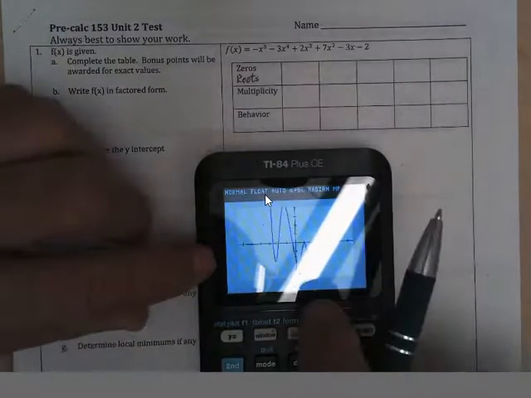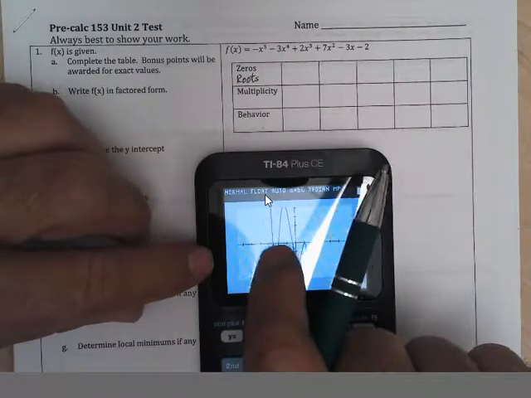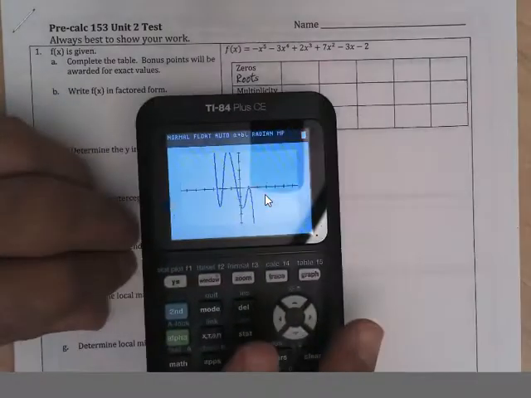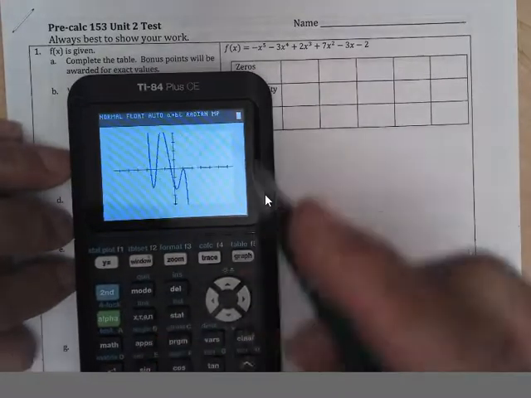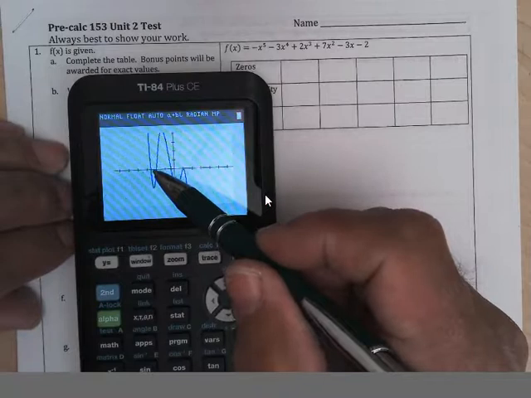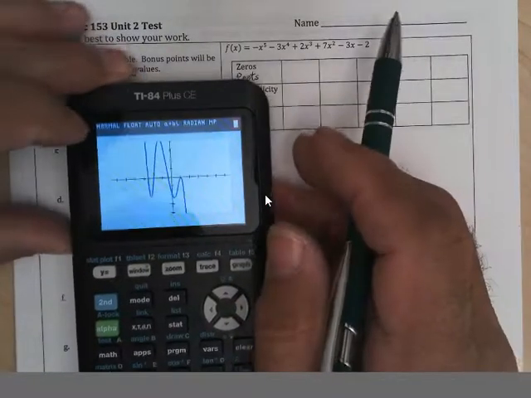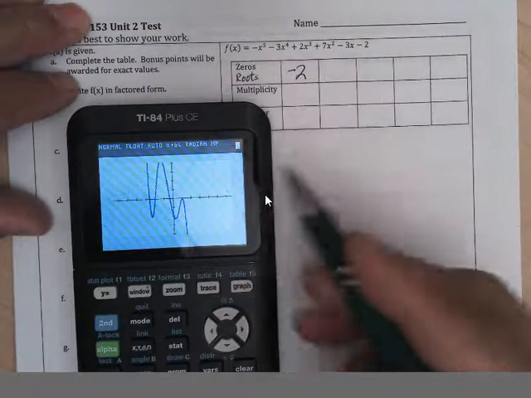It looks like there's one somewhere between -2 and -3. That's not a very nice place. I'd like it to be nicer numbers. There looks like there's one at -2. That looks like a nice one, so I'm going to write that one down.